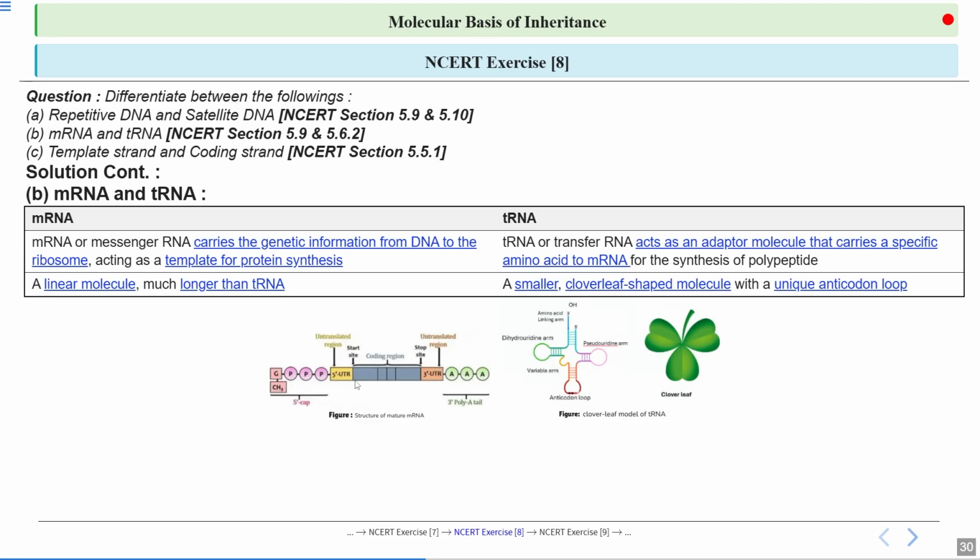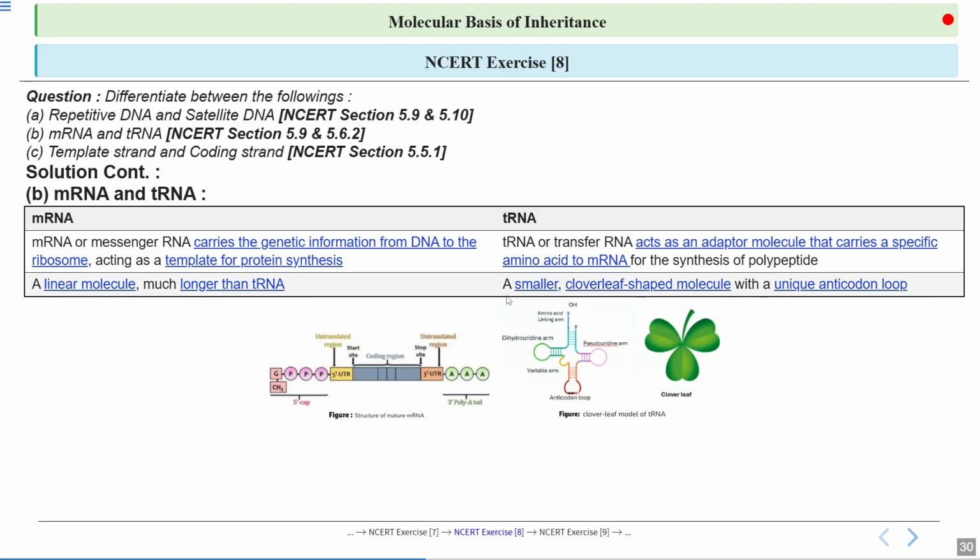What is this? This is the start site. Here there will be the codon AUG. AUG is the start codon, and it also codes for methionine. There will be a stop codon at the stop site. These are the untranslated regions, the 5' and 3' untranslated regions.